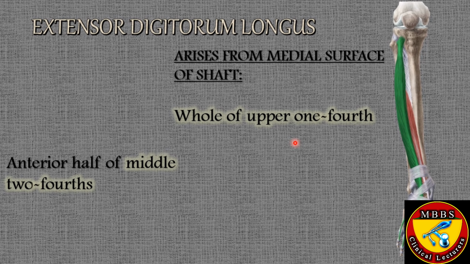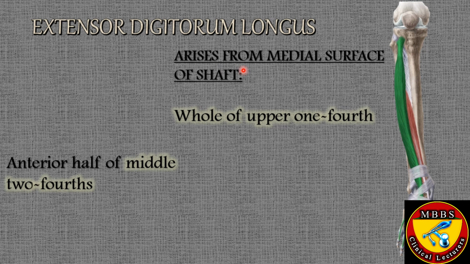Extensor digitorum longus. As the name indicates, extensor means it will extend, digitorum means digits, longus means the muscle is long. As you can see highlighted in green, it divides into 4 slips which are attached to the lateral 4 digits of the foot. When it contracts, it will get shortened and extend the digits upward, right?